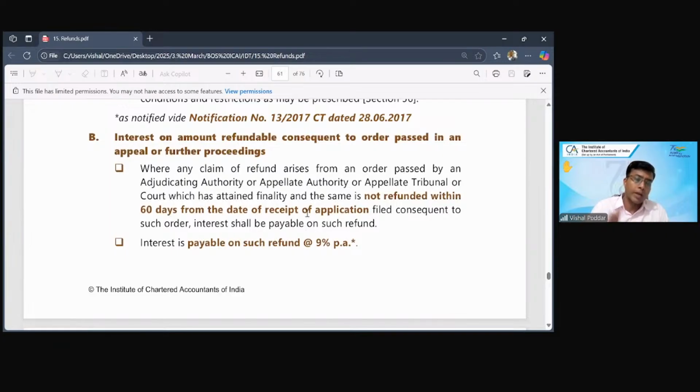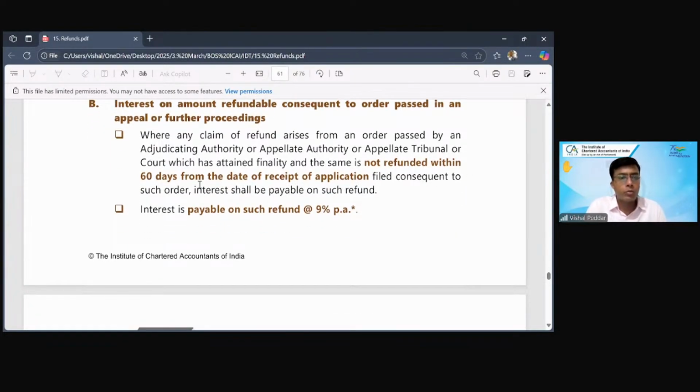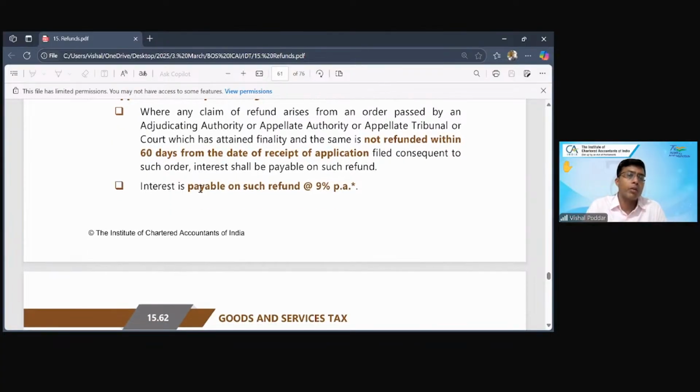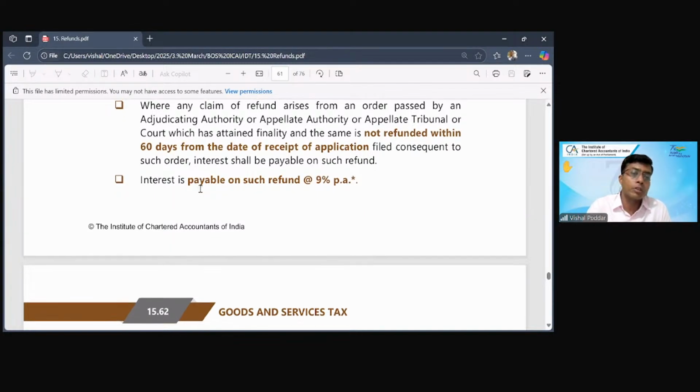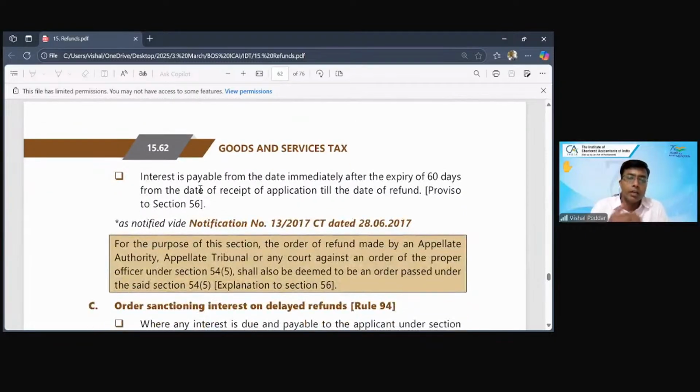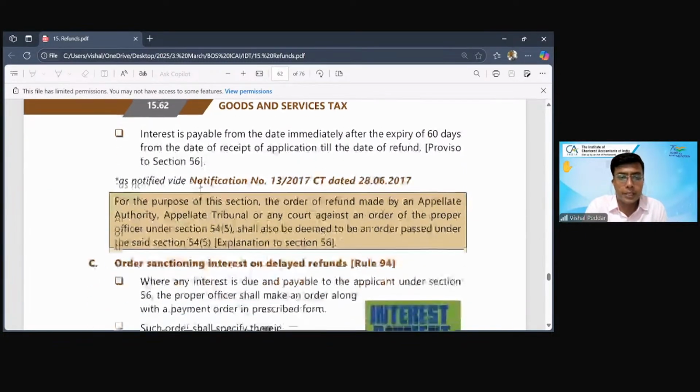So where the matter went in for appeal or any type of proceedings, and after the result of the proceedings the refund is proven to be given to you, and this refund is not given to you within 60 days from the date of receipt of application filed consequent to such order, interest will be payable on such refund at 9%. So, despite there being an order of some authority, if the department is still not sanctioning the refund within 60 days, the interest will increase to 9%.